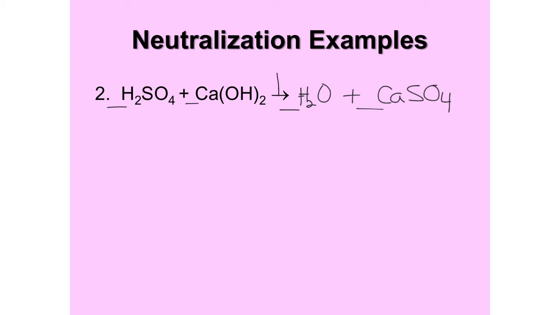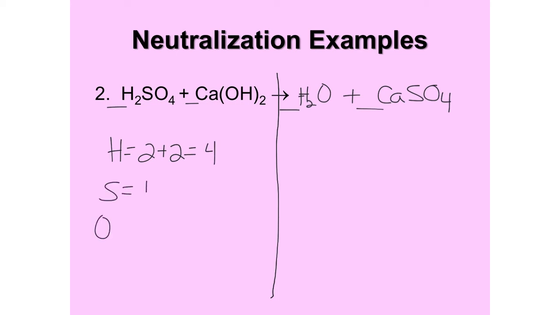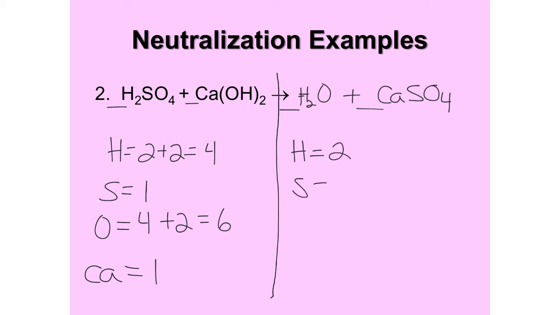All right, so I would cut my reaction in half and count up what I have. So I have a total of 4 H's, 2 from the H2SO4, 2 from the calcium hydroxide, 1 sulfur. Oxygen is 4 plus 2 for a total of 6, and calcium is 1. I count on the other side. I only have 2 H's. So that's something I'm going to have to take care of.